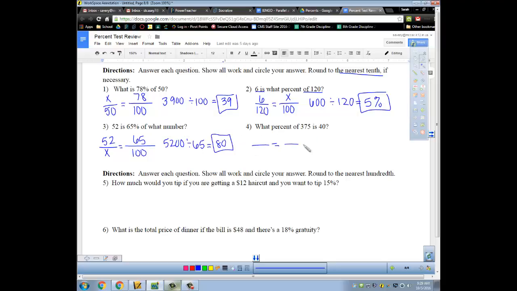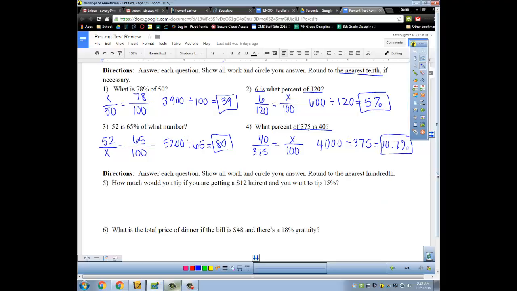Number 4, 100 in the bottom right. Of 375, so that goes in the of part, is 40, goes in the is part. We don't know the percent. 40 times 100 is 4,000. Divided by 375 is about 10.7%, so you had to round that one.